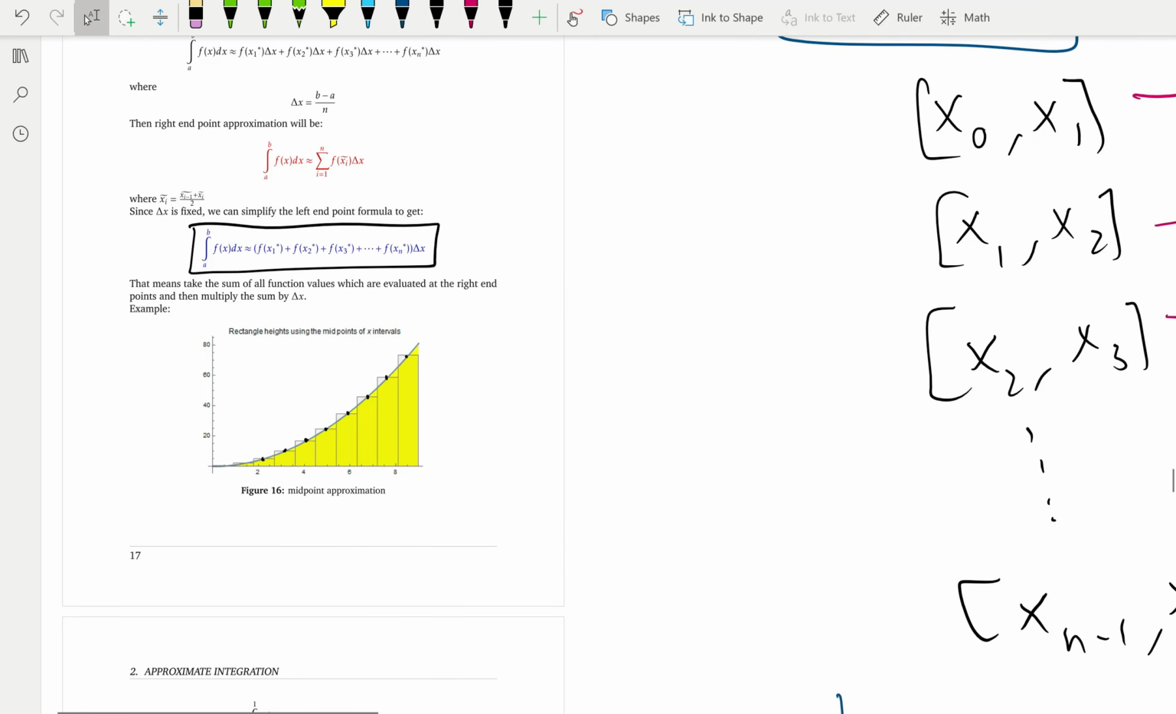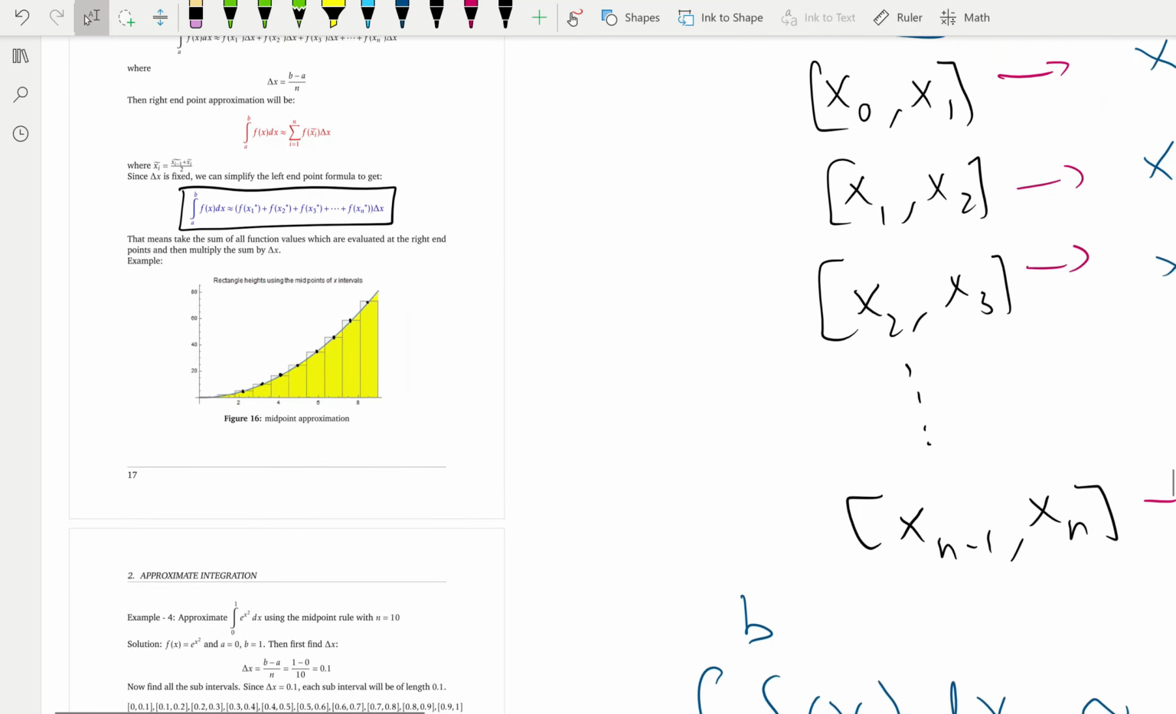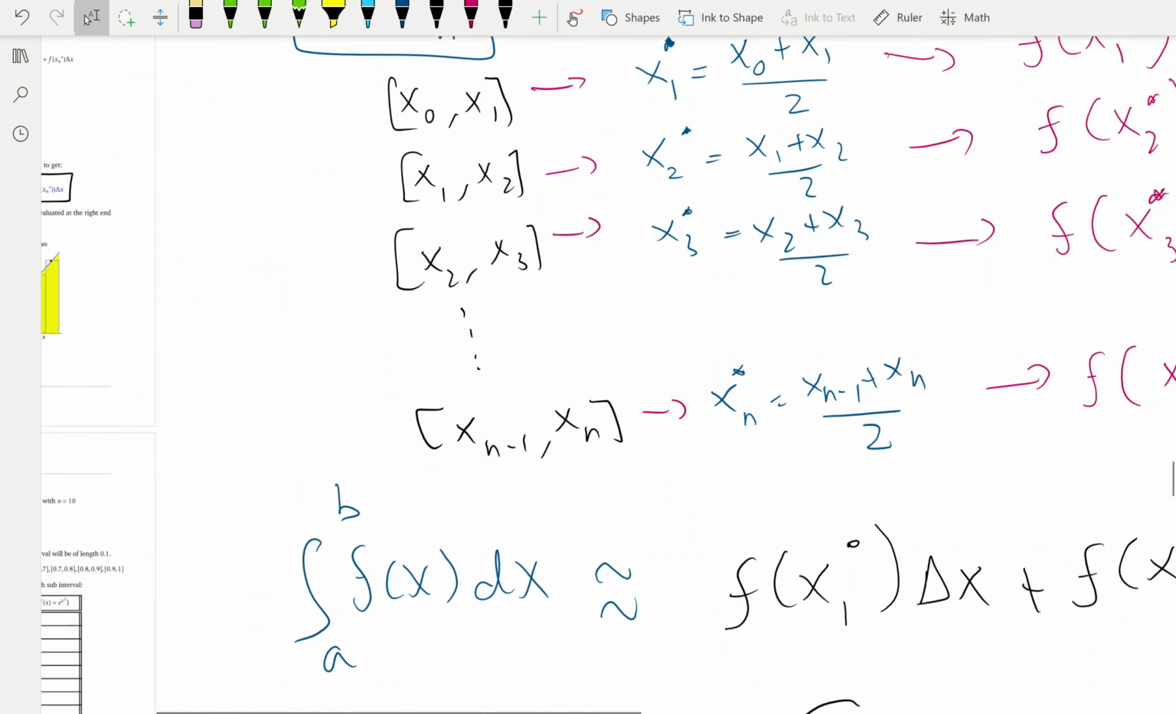Anyway, now let's do an example of the midpoint method. Okay, let's see.